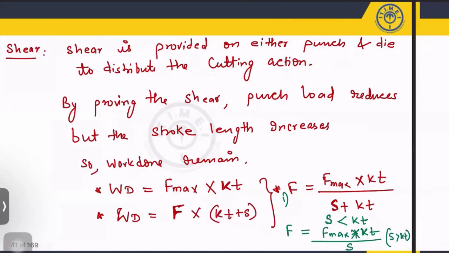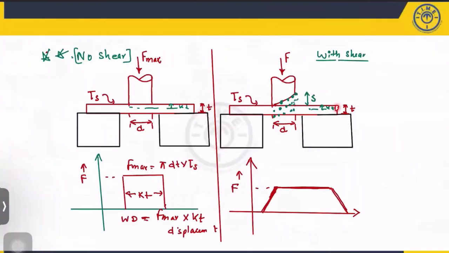Now you can see here, this is the penetration and this is the shear which you have provided to the punch. So this is the stroke length. In the earlier case the stroke length is KT only, but here the stroke length is S plus KT. So the stroke length is increased, the force is getting reduced. That means less force is sufficient to do this cutting operation, which is the punching.